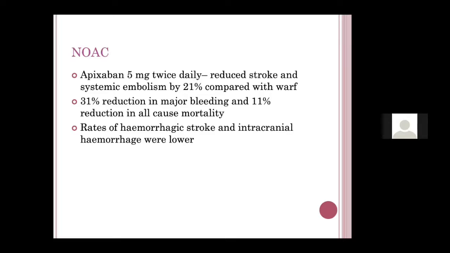And the rate of hemorrhagic stroke and intracranial hemorrhage were lower compared to warfarin. One thing you should know is, if a patient has a GI problem or bleeding, the only anticoagulants which are beneficial are rivaroxaban and apixaban, and apixaban is always preferred over rivaroxaban. So with any GI bleed history, it is better to give apixaban or rivaroxaban compared to warfarin or dabigatran.